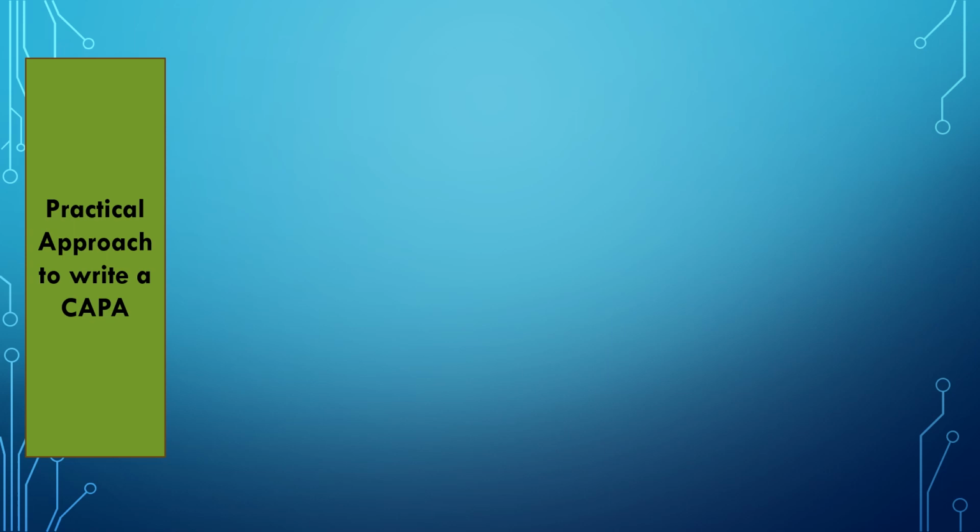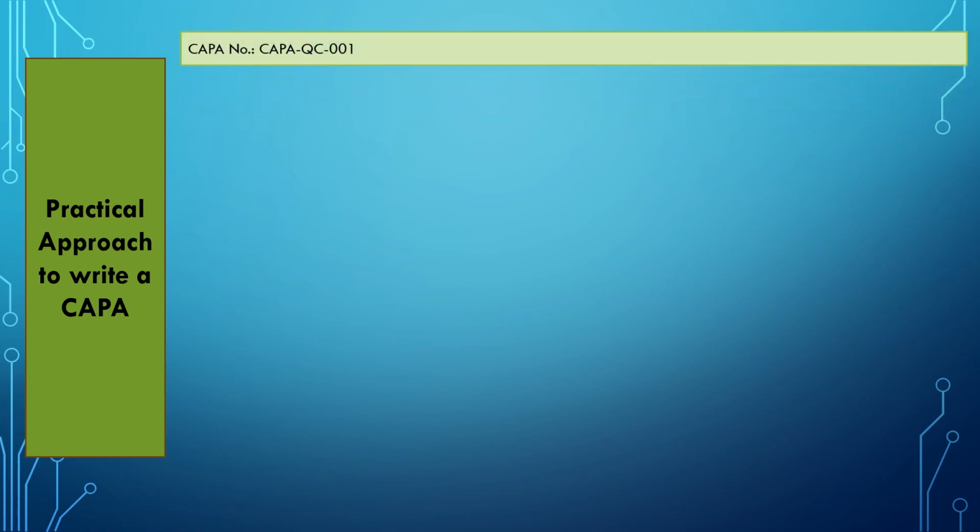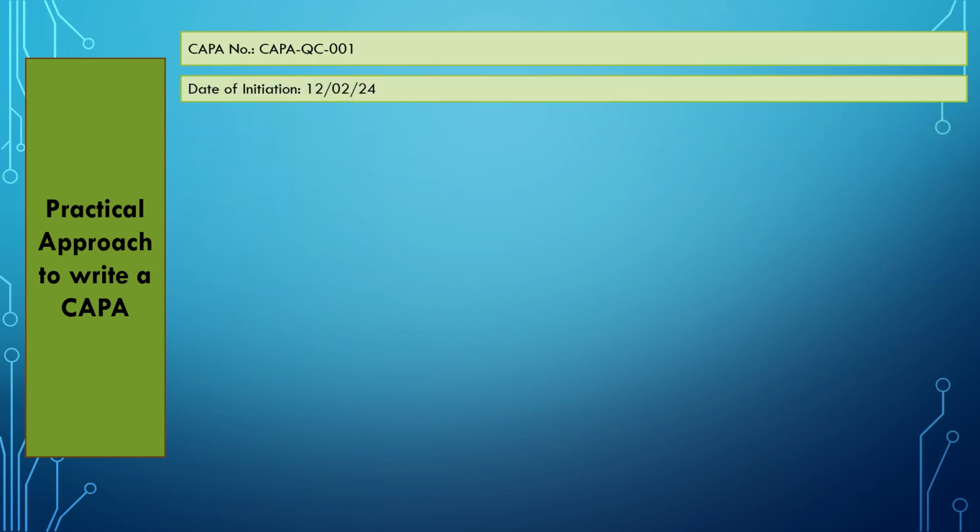So now in this slide we will discuss the practical approach to write a CAPA. Every organization must have some format to initiate the CAPA, either electronically or manually, right? First we need to assign the CAPA number based on the internal procedure. Next, the date of initiation of CAPA. Here you need to mention the date of initiation.